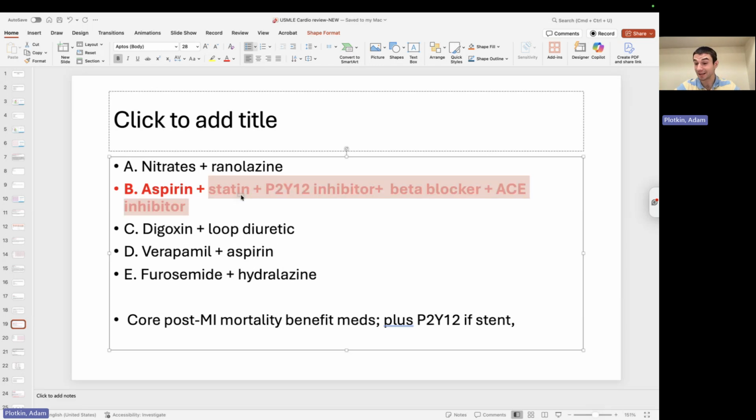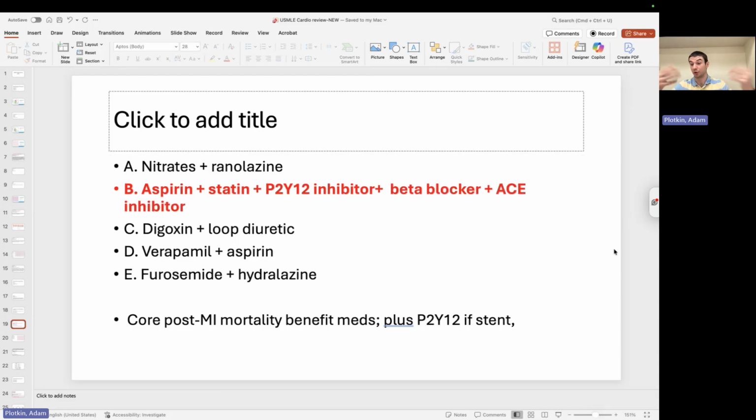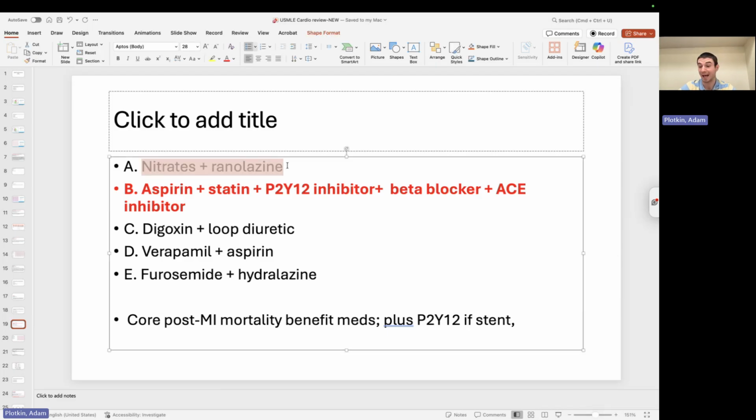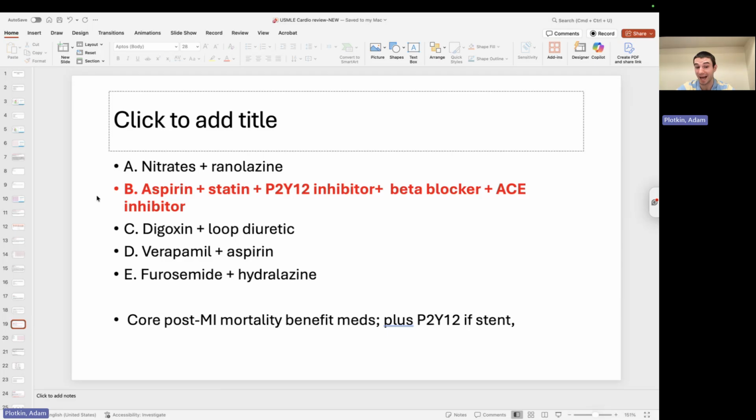Statin, obviously, to lower their LDL, protect against oxidative damage, right? Cause plaque stabilization. Beta blocker to reduce myocardial oxygen demand, and then an ACE inhibitor, right, to reduce their blood pressure and hopefully prevent some of that cardiac remodeling. Nitrates and ranolazine would be decent options if the patient had angina. Remember, your beta blockers and your calcium channel blockers tend to be first line there.